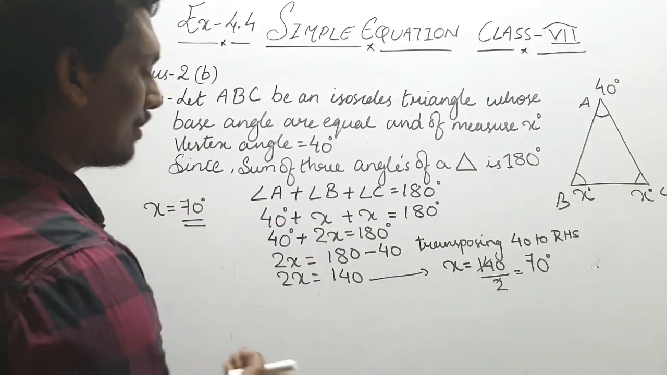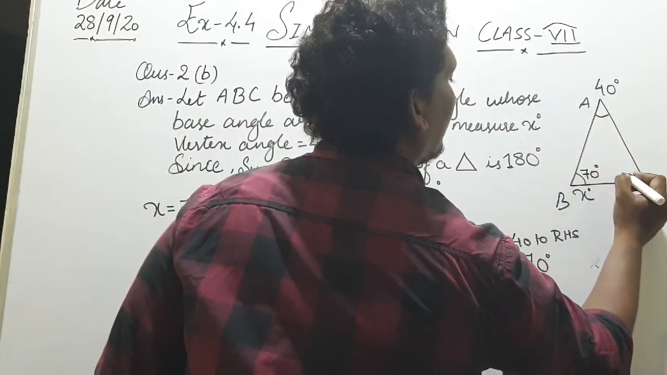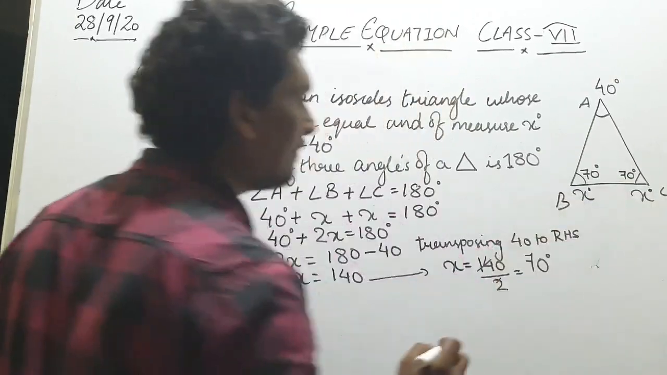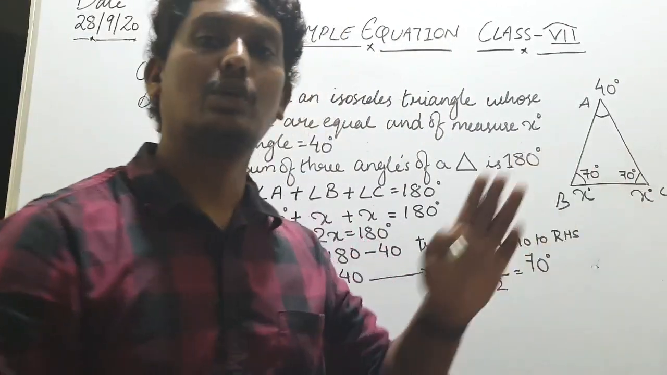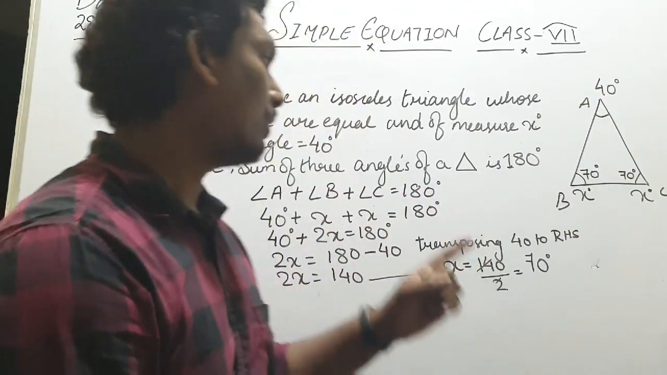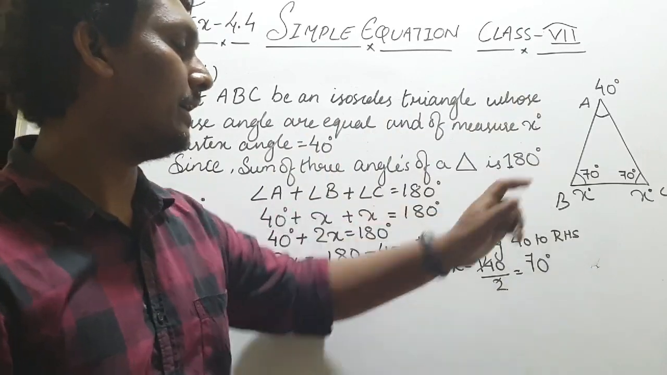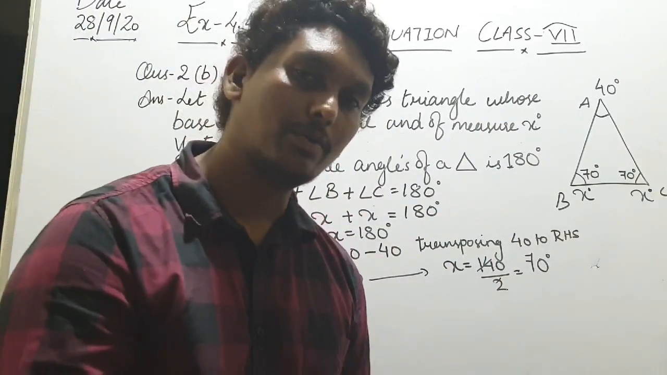So here 2x are here, so this is 70 degree and this is also 70 degree. So 70 plus 70 is 140. 140 plus 40 is 180 degree. So here we have proved the angle sum property of a triangle is 180 degree. So just go through it.